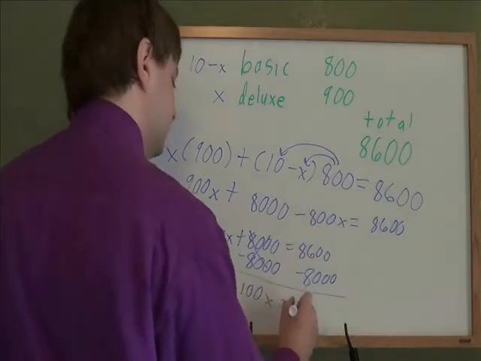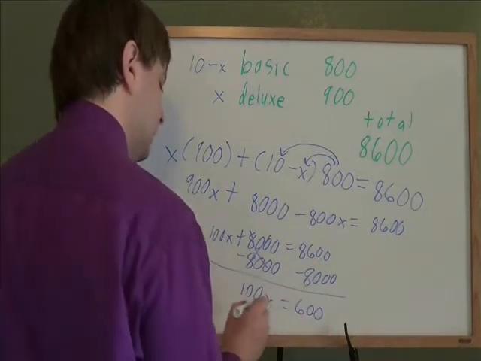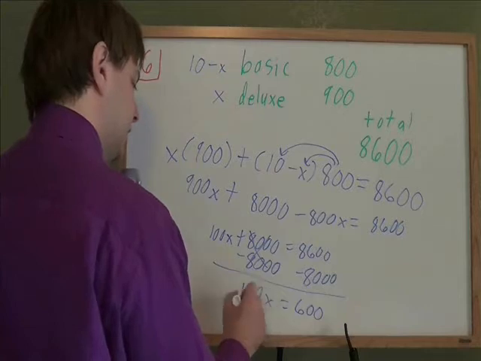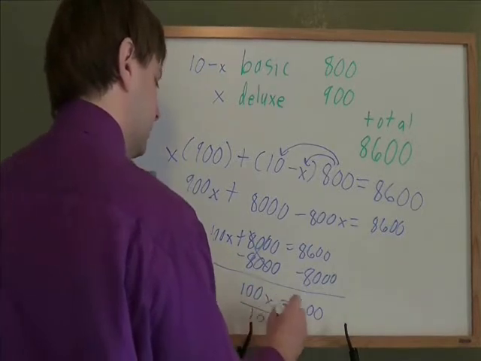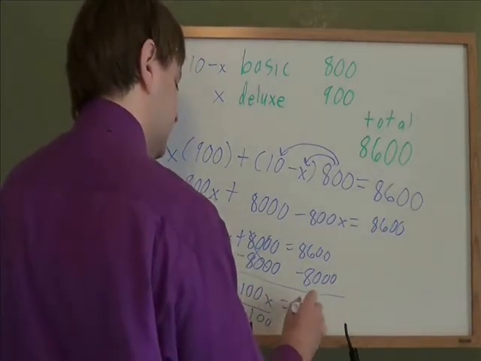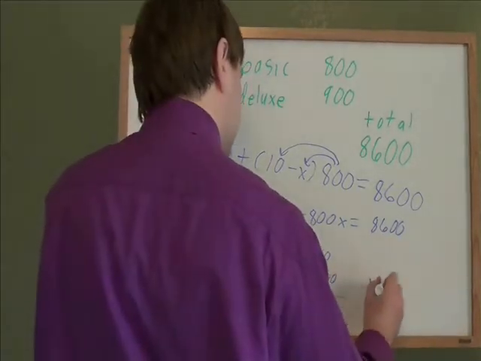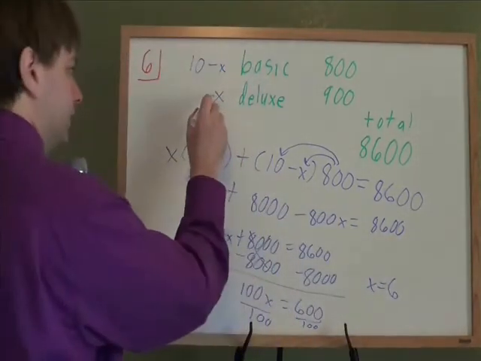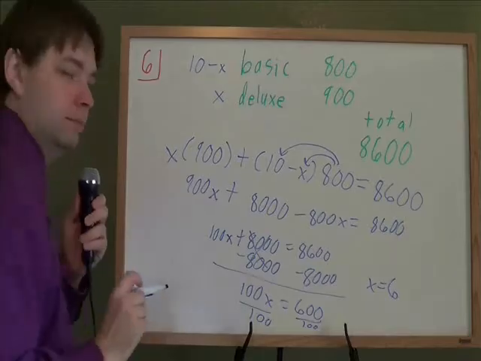8,600 minus 8,000 is 600. And then to get x by itself, last step, divide by 100. 600 divided by 100 is 6. We have 6 deluxe apartments.